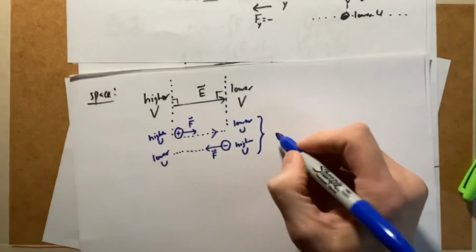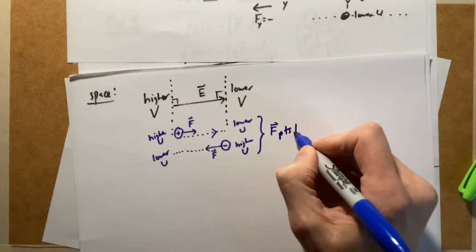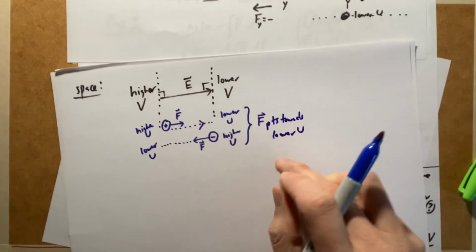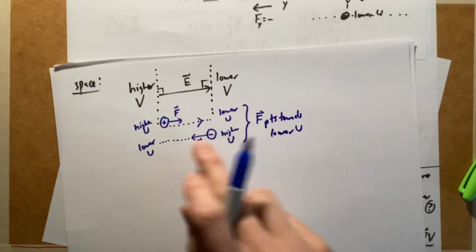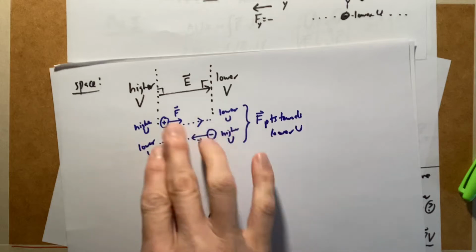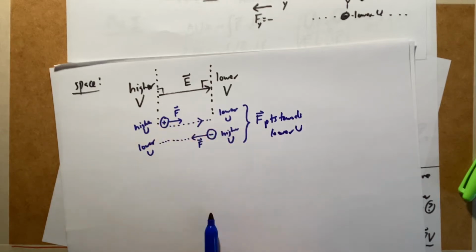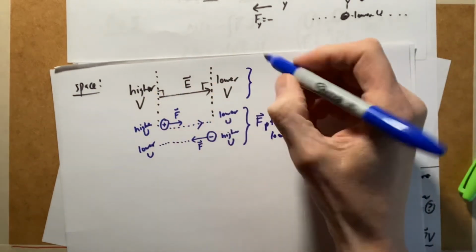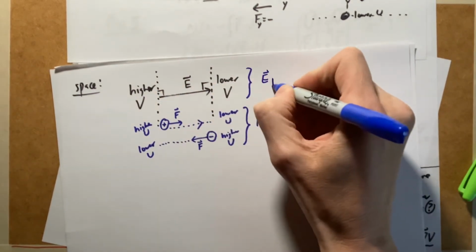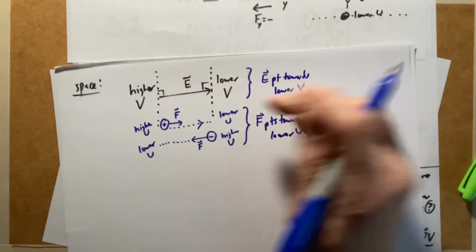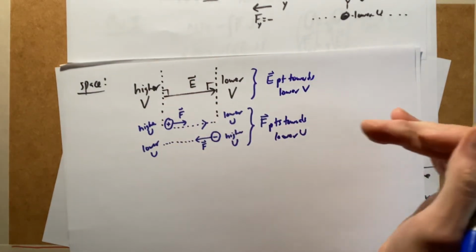So force points towards lower potential energy. However, it's really annoying to have it be that where the lower potential energy is depends on what kind of particle you have, if it's plus or minus. So here, it's much easier just to think about the space itself, okay? That the electric field points towards lower voltage. And that's true no matter what kind of charge we're dealing with, okay?